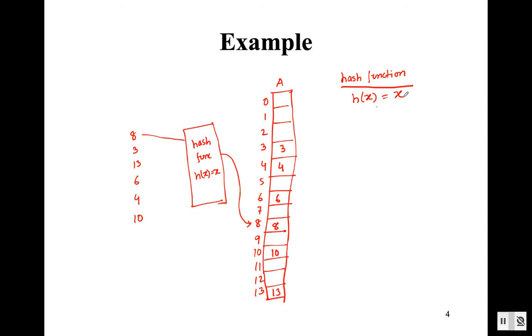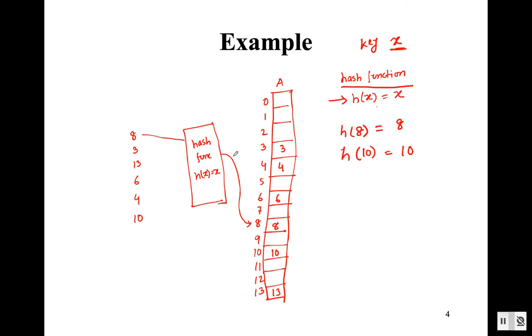So that means if the value is 8, h of 8 will be 8. If the key value is x, and the key value is 10, the hash value will be 10. So this is our very basic hash function. We are going to talk about different types of hash functions and analyze them.